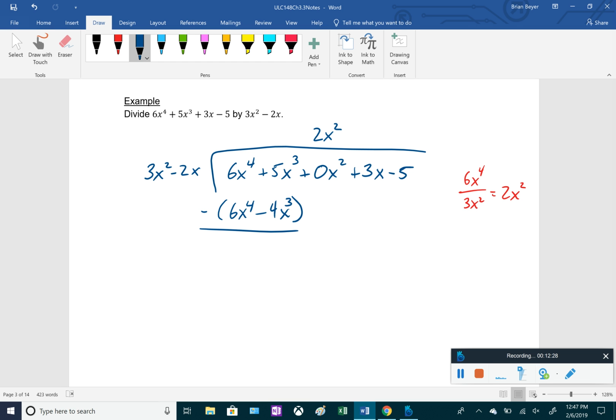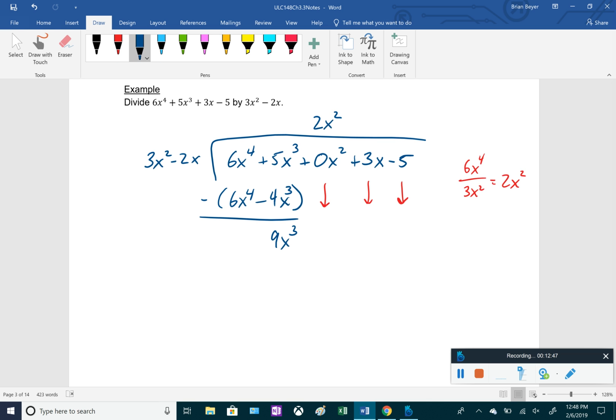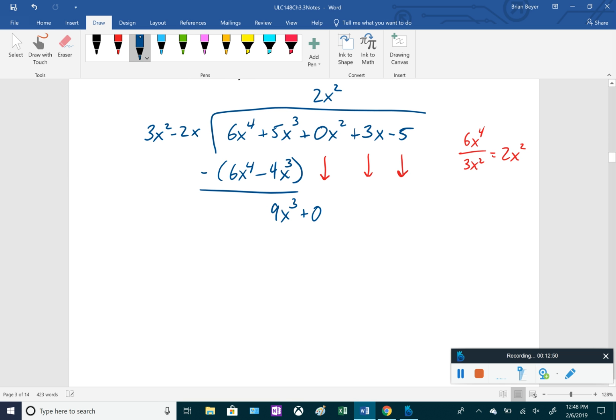The reason why we put that 0 term in there is because everything's going to line up now the way that it should. So the x to the 4th terms cancel. 5x cubed minus a negative 4x cubed, that's 5 plus 4, so 9x cubed. Bring down everything else and then do it again. So plus the 0x squared plus 3x minus 5. So what do we have to multiply 3x squared by to get to 9x cubed? So we divide them and we get 3x. So plus 3x.